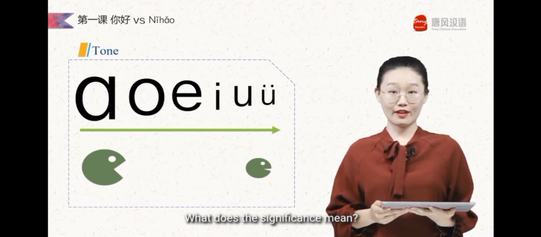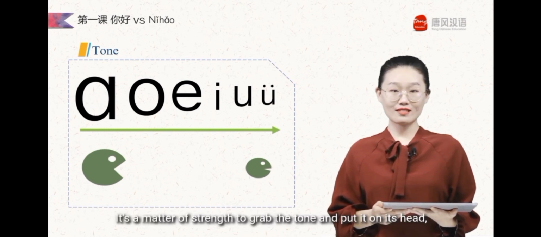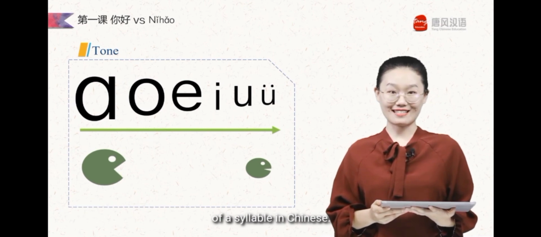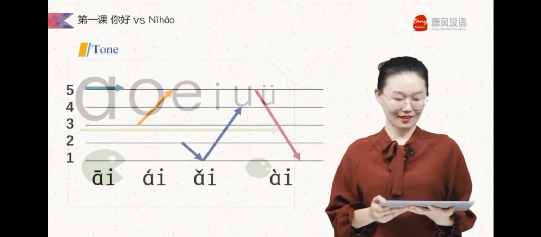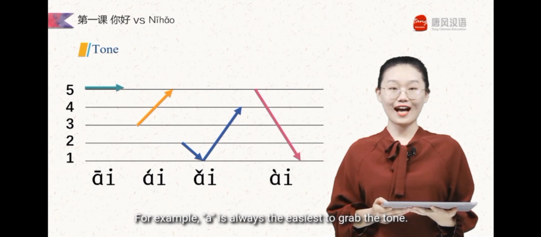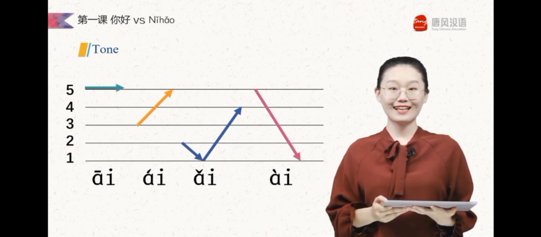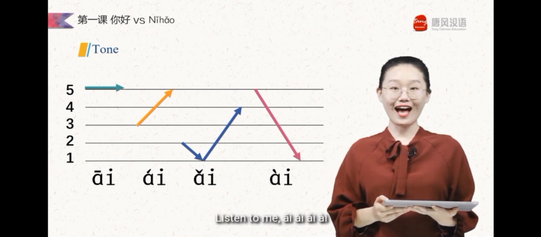What does the significance mean? It's a matter of strength to grab the tone and put it on its head, because tone marks are written above the main vowel of a syllable in Chinese. For example, a is always the easiest to grab the tone. So, how do these 4 tones come out? Listen to me.